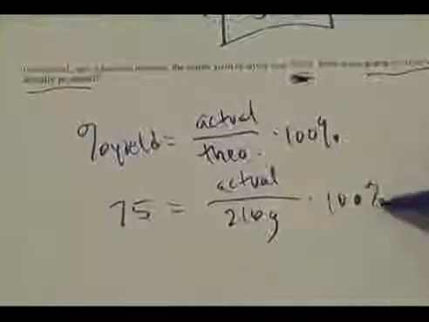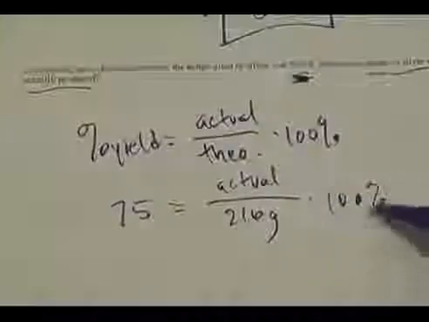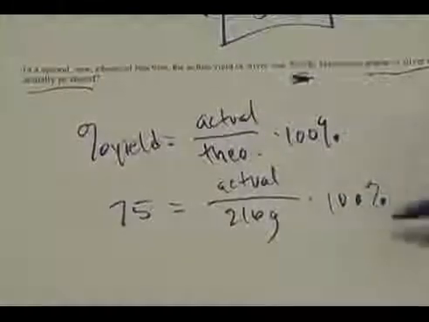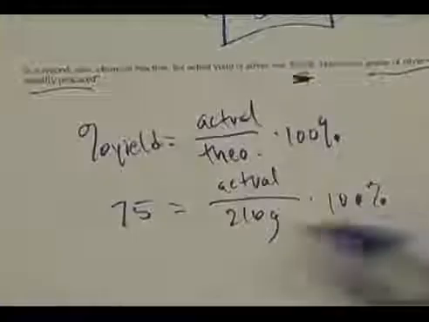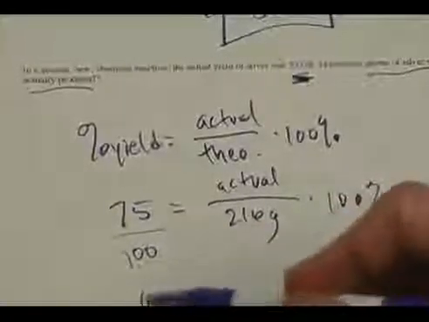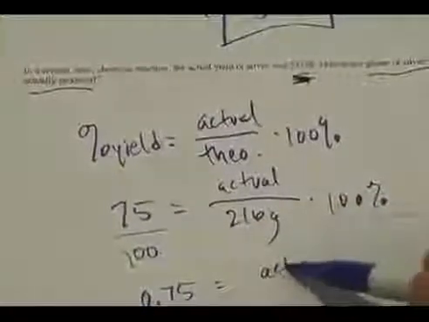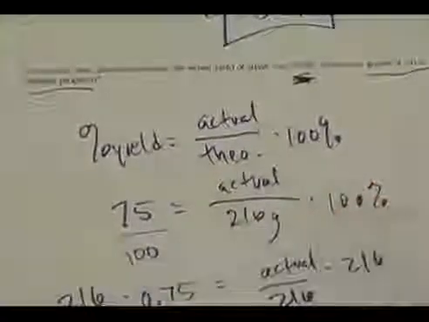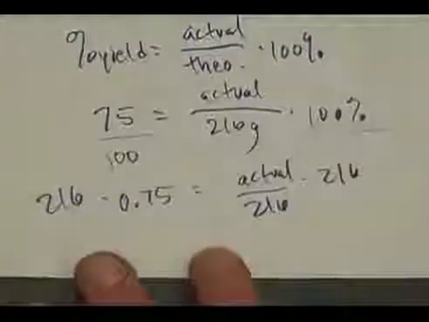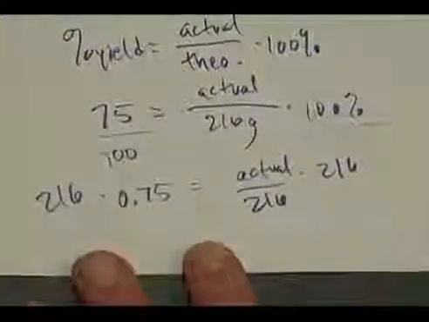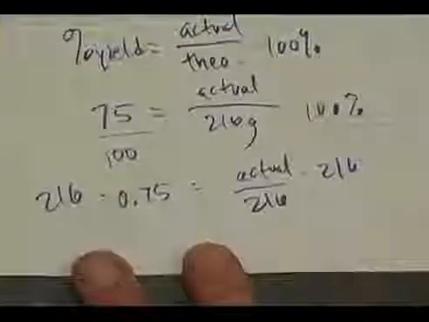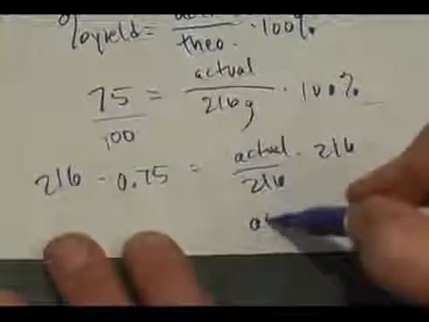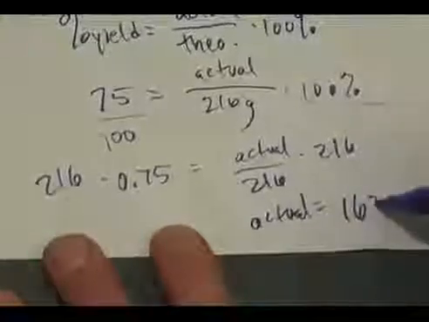Now this 100% right here doesn't mean 0.1 or 1.00 or something like that. It's like a set of units. So divide both sides by 100. So I end up with 0.75 is equal to my actual divided by 216. Multiply both sides by 216. And 216 times 0.75 is 162. So my actual yield would be 162 grams. That is theoretical and actual yield.